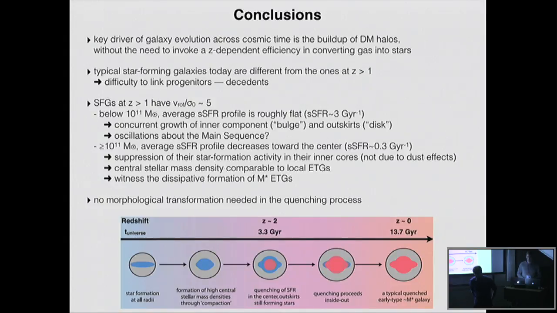John? I'm not sure I understood your one slide where you tried to show how you could explain the dispersion in the specific star formation main sequence as some kind of evolution. I think you did it for z equals 3. Could you put that up again?